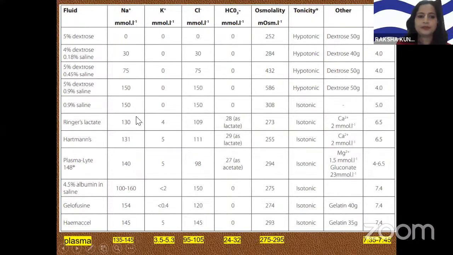but its electrolyte composition does not match our plasma. What is matching with our plasma are these three fluids: Ringer lactate, Hartmann solution, and Plasma-Lyte. They have sodium, potassium, and chloride just around the plasma concentration. So all these are isotonic fluids, and we can say that they are balanced crystalloid fluids. The 4.5% albumin, Gelofusine, and Hemaxel are also isotonic fluids.